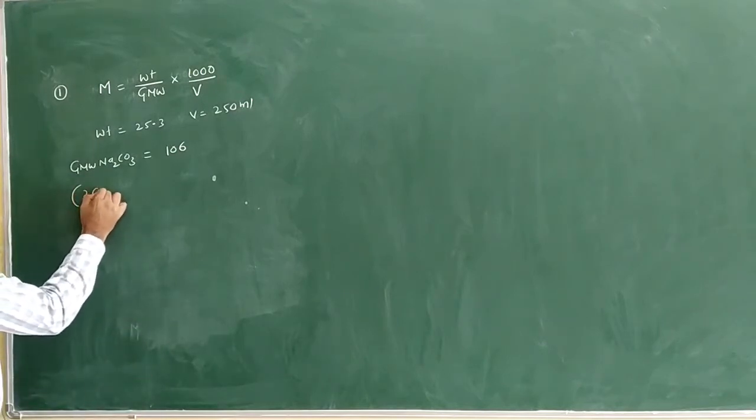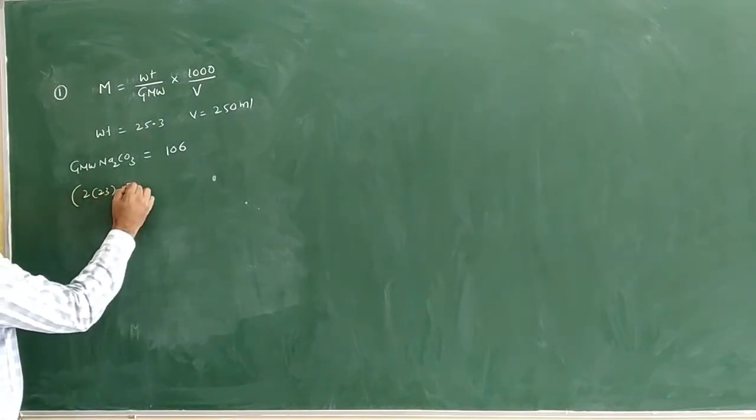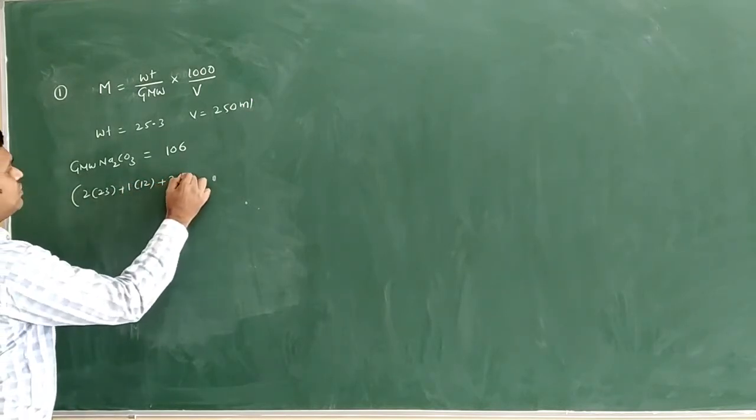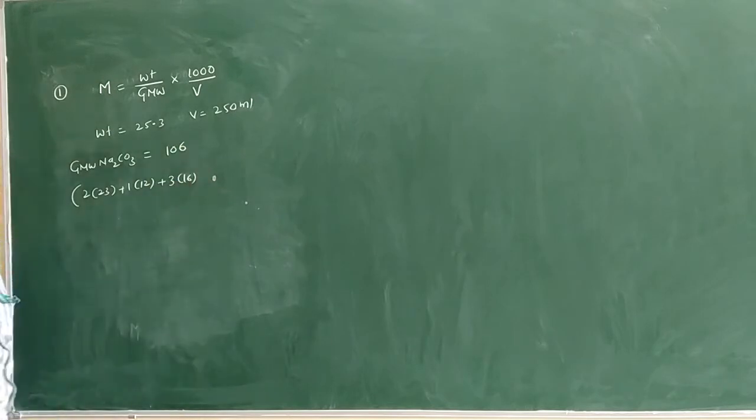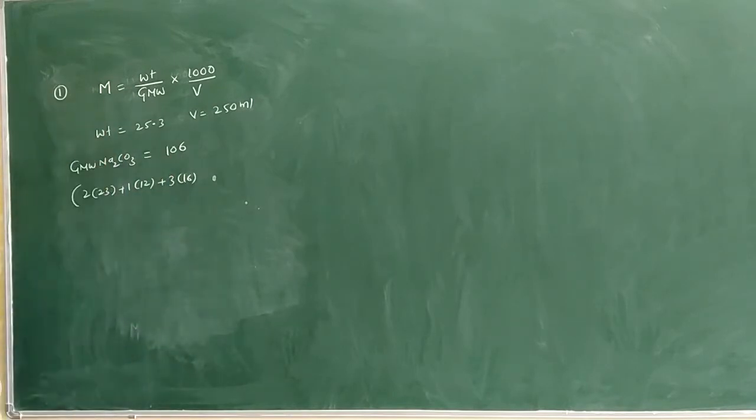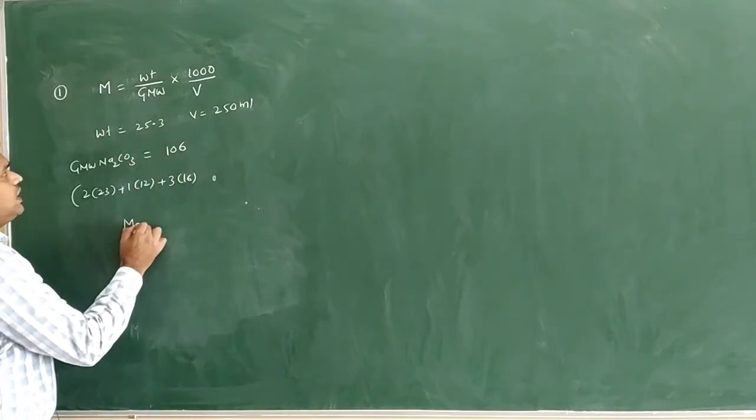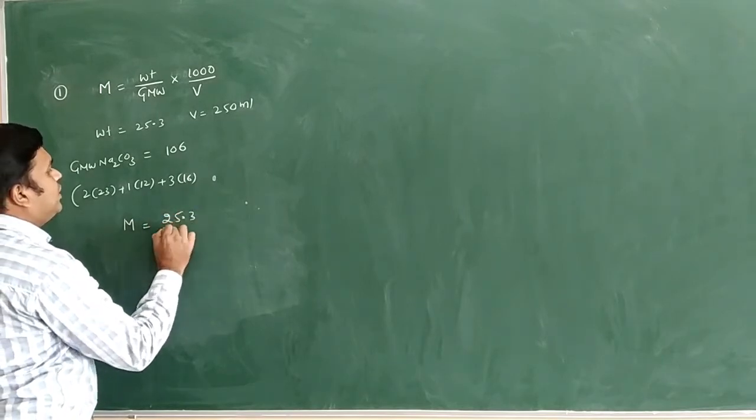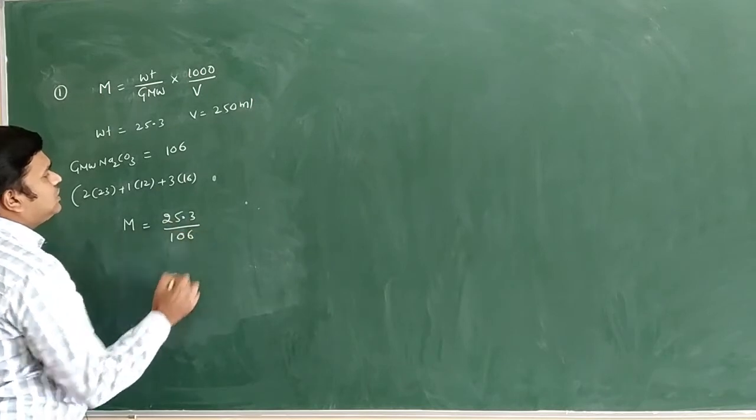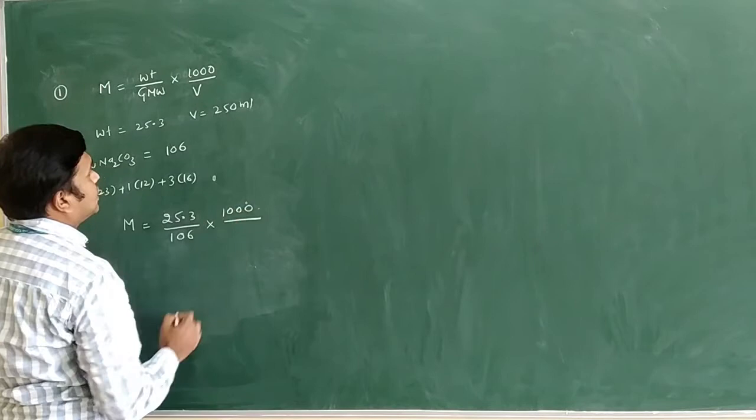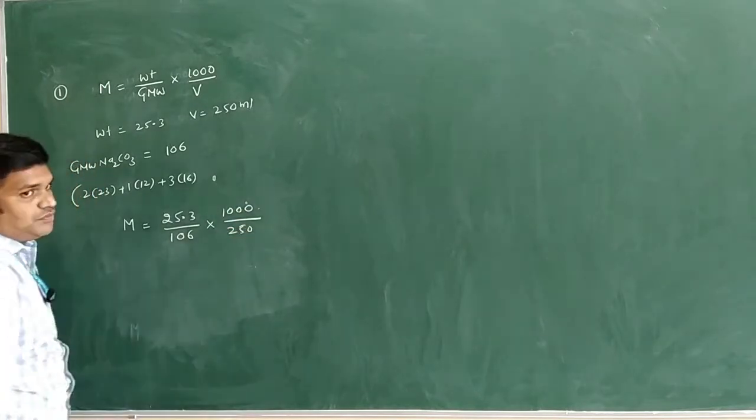How? Here there are 2 sodiums, that is 2 into 23, plus 1 carbon is 12, and 3 oxygens, that is 3 into 16. All together you will get 106. Okay, weight is there, volume is there, gram molecular weight is there. What can you find out here? Molarity. Now molarity M is equal to, substituting the values, 25.3 by gram molecular weight 106 into 1000 by the volume, which is 250.